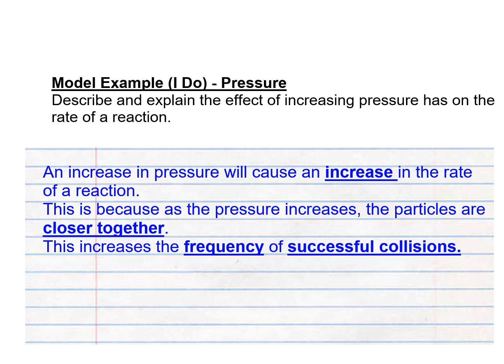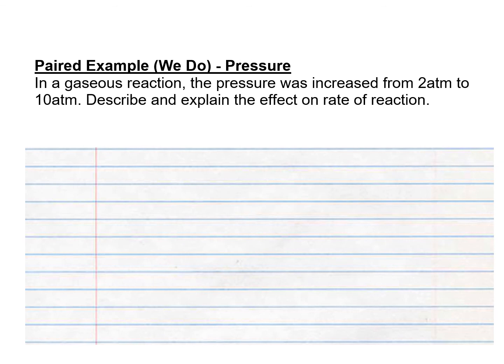Let's have a go at an independent example. Read the question carefully. Write down your answer. Before you start, just to note, there'll be some different units of pressure that you might come across. In this case, we're using atmospheres. So ATM represents a unit of pressure called atmospheres. So we have 2 atmospheres versus 10 atmospheres.